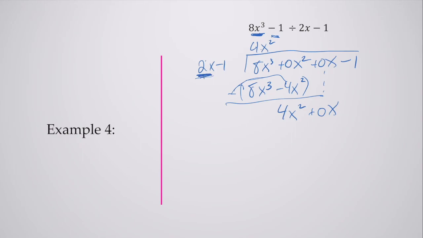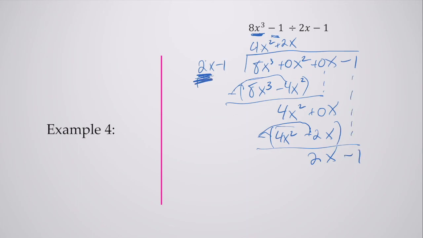What do I multiply 2x by to make it look like 4x squared? The answer is 2x. 2x times 2x is 4x squared. 2x times a negative 1 is a negative 2x. I go ahead and subtract, distributing my negative. I get a remainder of 2x, and I pull down my final term. What do I multiply 2x by to make it look like 2x? The answer is 1. So this is an even divisor, which is great. 1 times 2x is 2x. 1 times negative 1 is negative 1. Everything cancels, and my remainder is 0. So 8x cubed minus 1 divided by 2x minus 1 is 4x squared plus 2x plus 1.